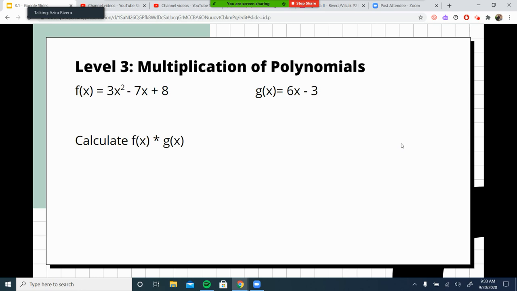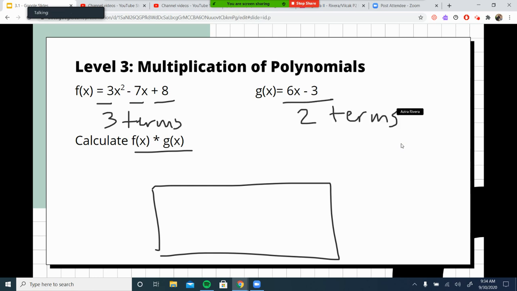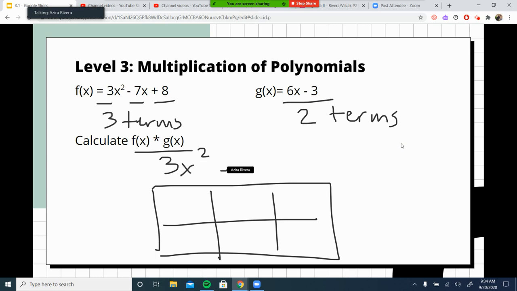We're only going to go over one of these. When we multiply polynomials, it's going to be a box method problem. But in order to know how big our box is, we have to go back to our polynomials. So this one has 1, 2, 3 terms. This one has 2 terms. So I know that I'm going to have a 3 by 2 box. I'm going to put my 3-term polynomial up here. I'm going to put my 2-term polynomial down here.